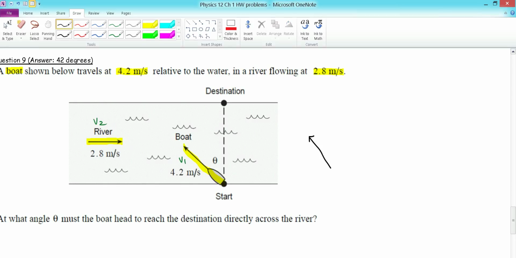Here's my vector 1, which is 4.2 meters per second. The river is going at 2.8 meters per second, and the resultant is simply going from the beginning to the end. And the question wants to know what this angle has to be. And we assume that this will be 90 degrees at that point. So in order to finish off this question, we need to use some basic trigonometry. Since this is a 90 degree triangle, a right triangle, we can use SOHCAHTOA.